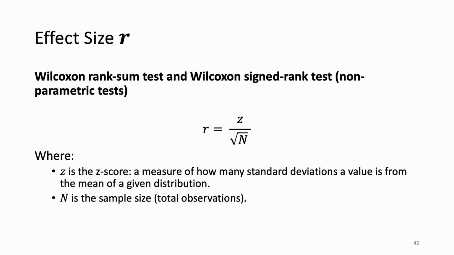Considering the non-parametric tests, the Wilcoxon rank sum test and the Wilcoxon signed rank test, as we said, these are non-parametric tests, which means that the data are not normally distributed. To calculate the effect size here, we have this equation: R equals Z divided by the square root of N. Z is the Z-score, a measure of how many standard deviations a value is from the mean of a given distribution. N is the sample size, or the total observations. And we will also see how to calculate this effect size using R.